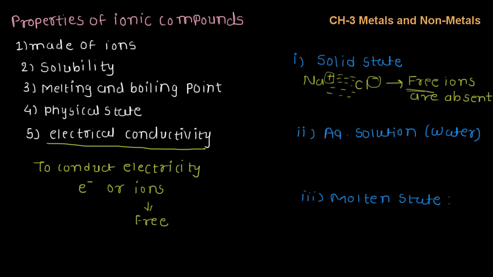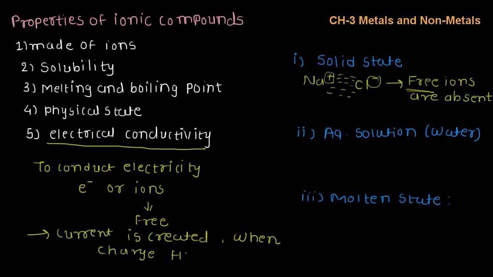Now, if ions will not move, then who will go by taking charge? To conduct electricity, we want electron or free ions. But here in the solid state, we have no free ions. So if ions will not move, then who will carry charge from one place to another? If charge will not move, then current will not be made. Current is created when charge flows. This point to be noted.